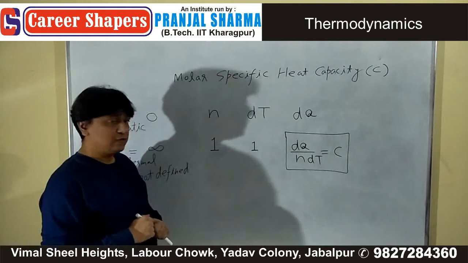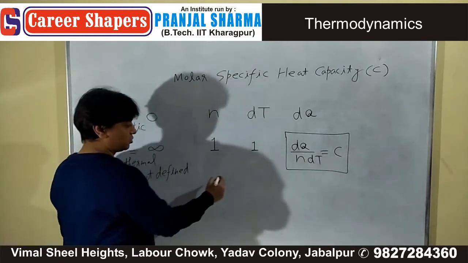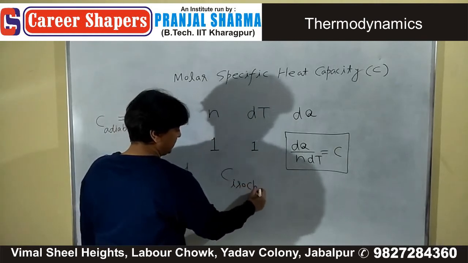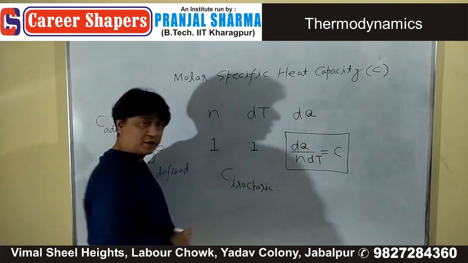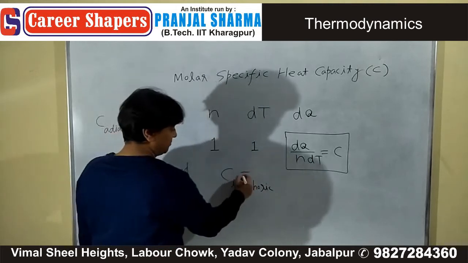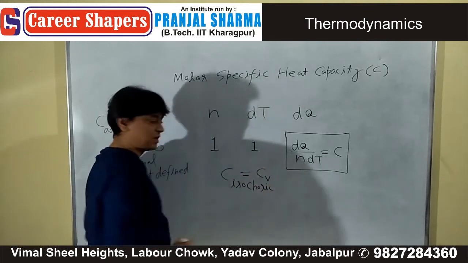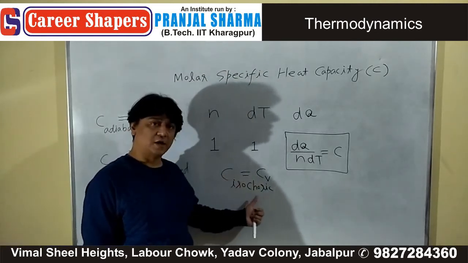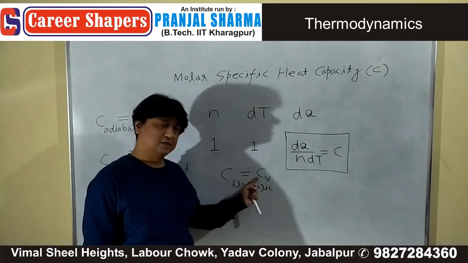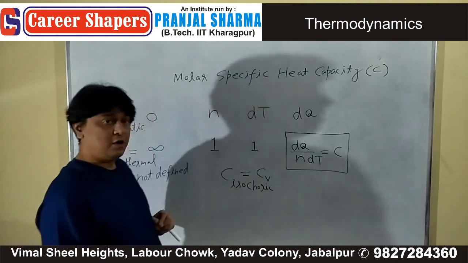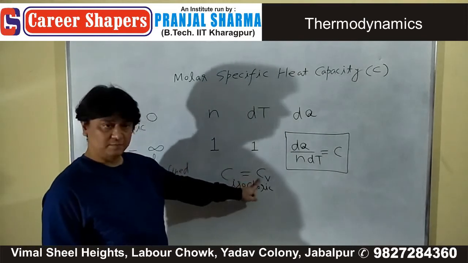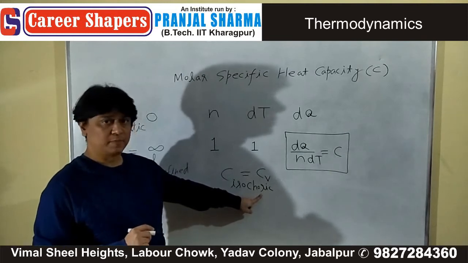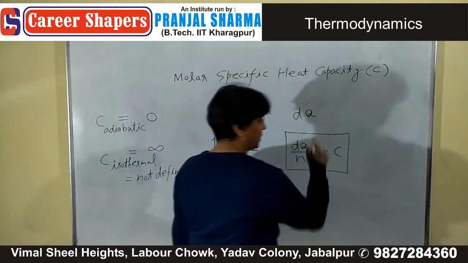Now, if I ask you what is C for an isochoric process, then this for an isochoric process is something we are interested in. C for an isochoric process, it has a name, it's called CV. Molar specific heat capacity for an isochoric process is CV. Now, if this is CV for an isochoric process, then it's going to help us a lot. How will it help us? Look here.